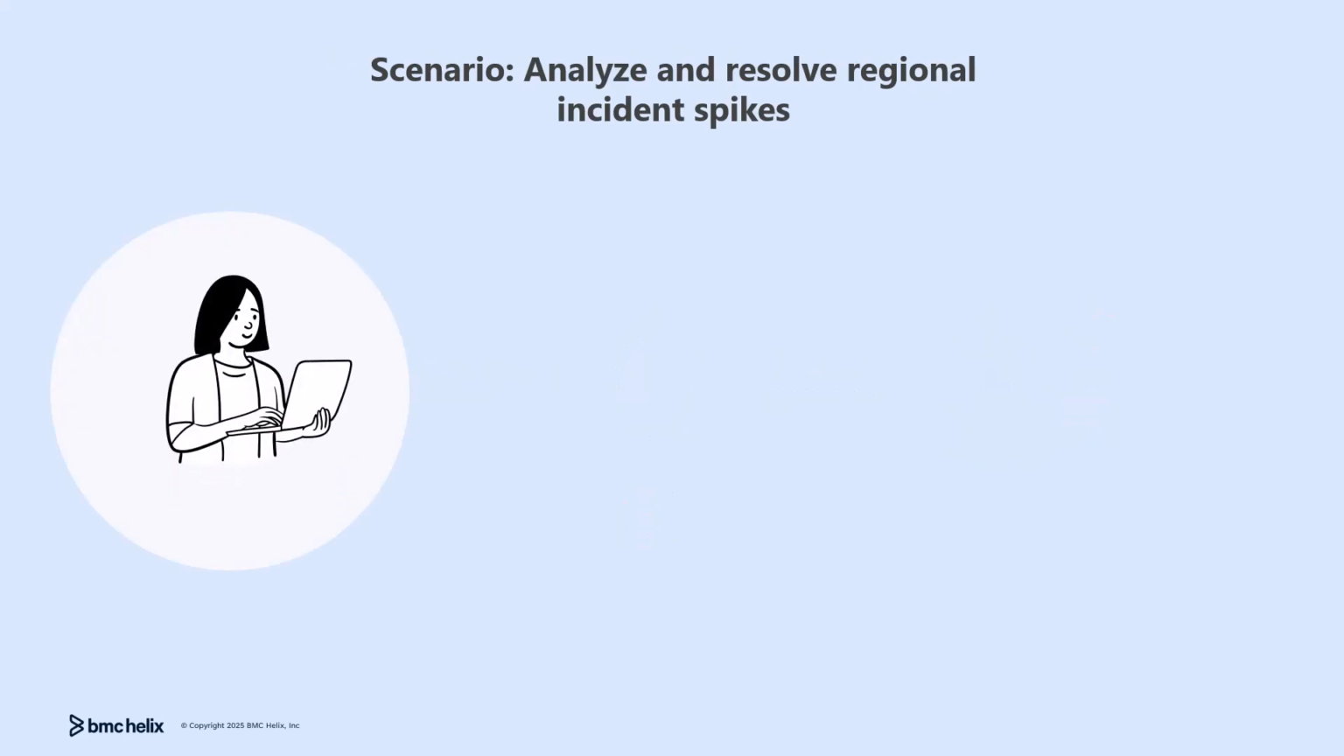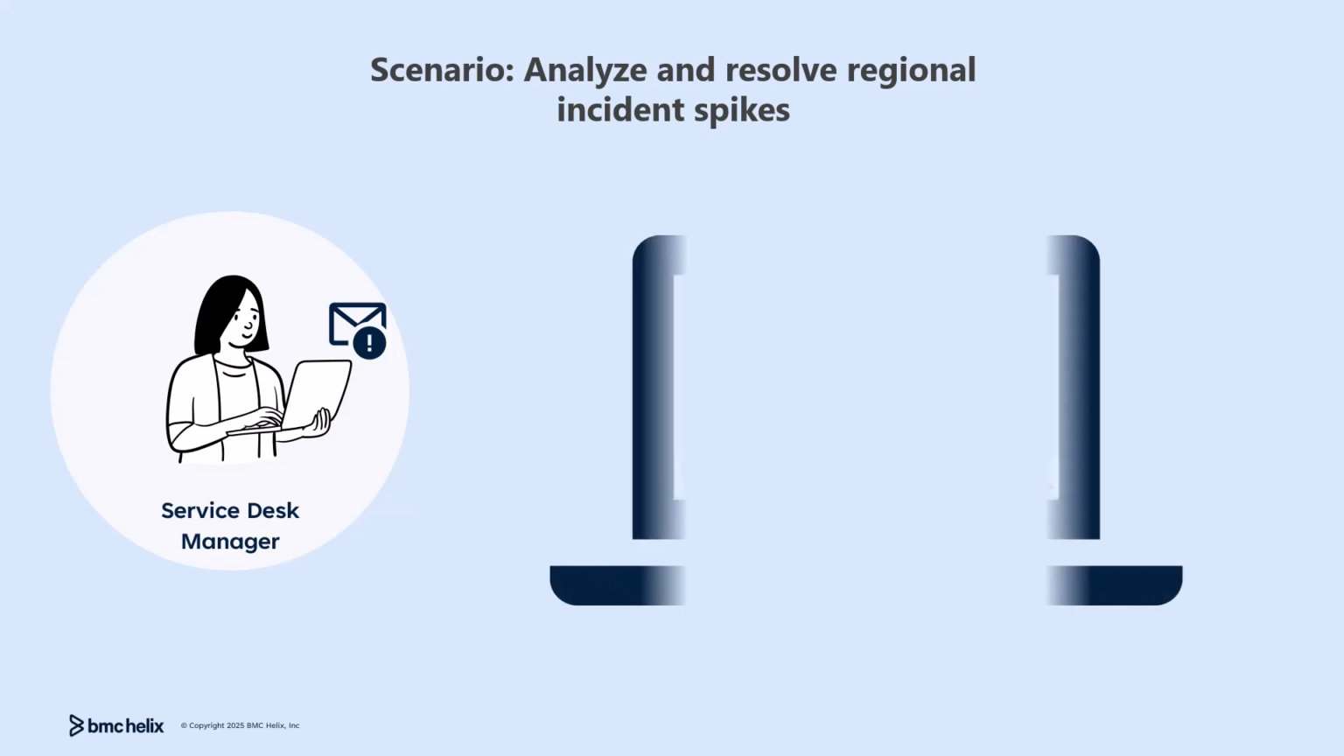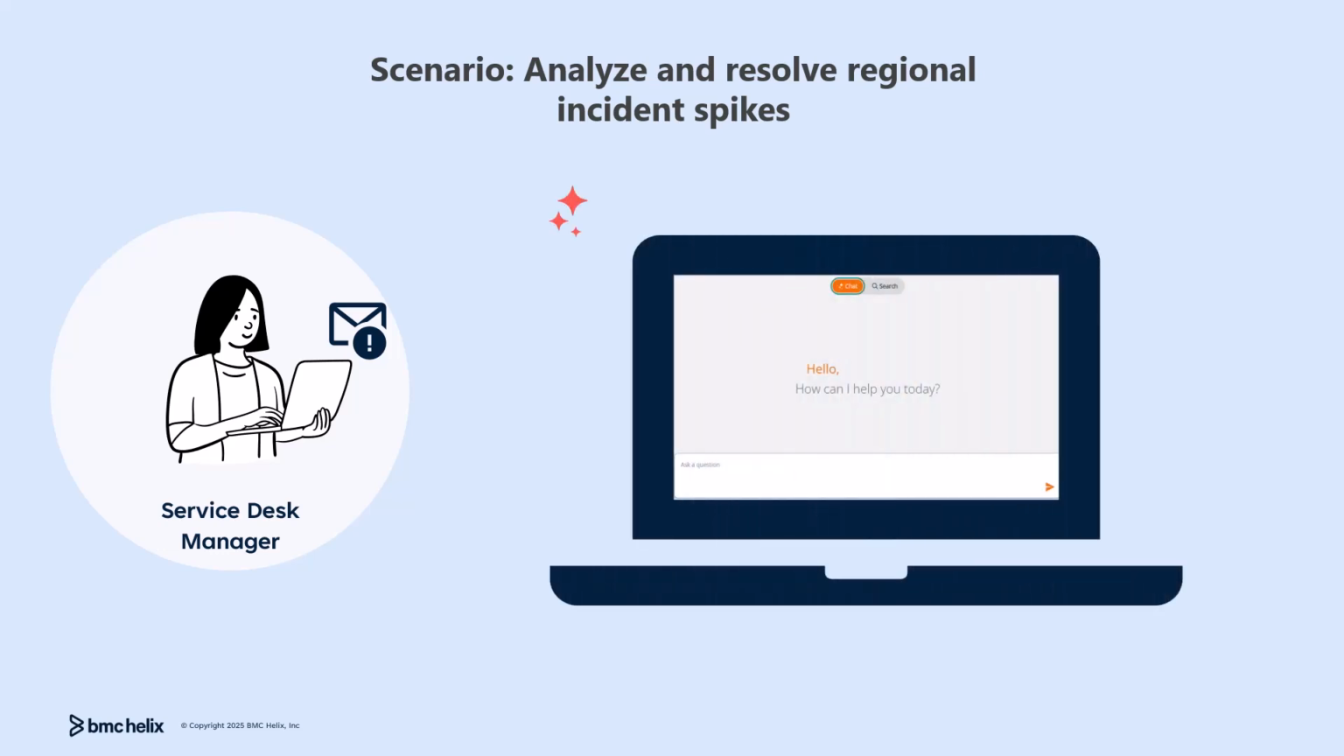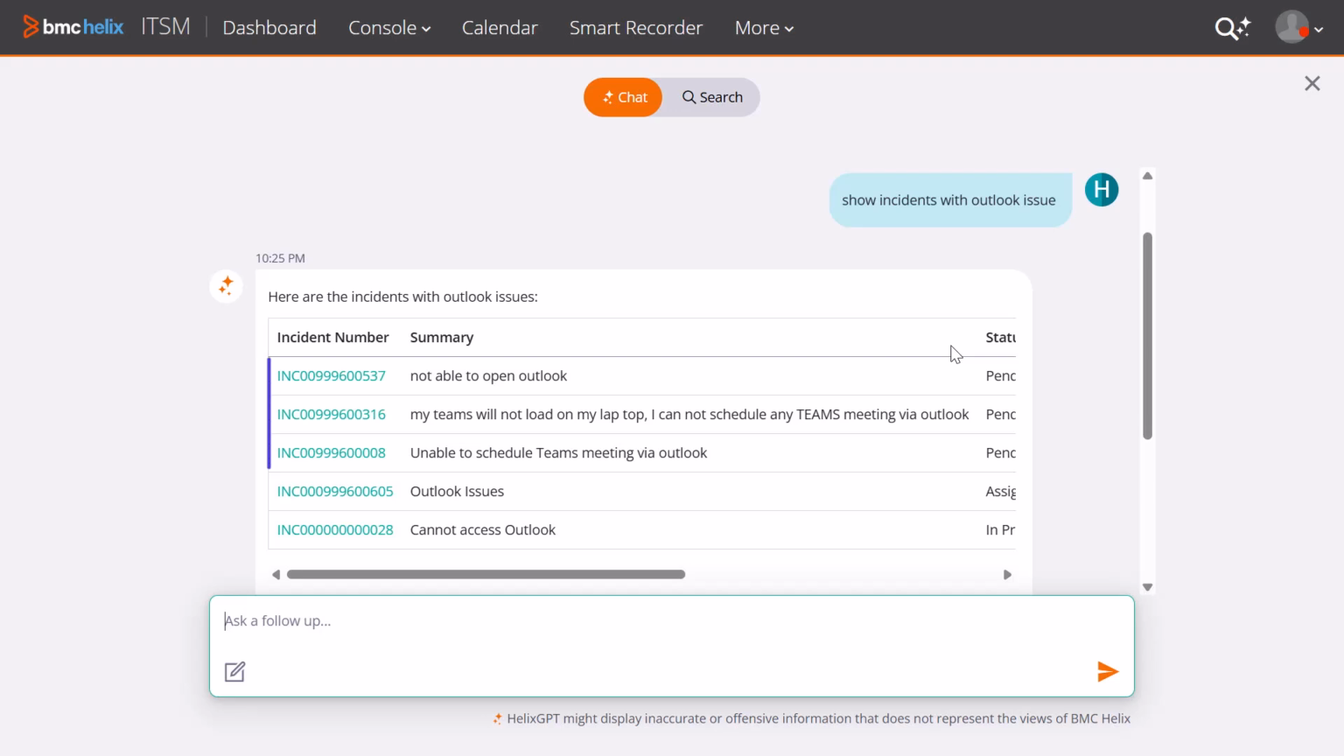Susan, a service desk manager, notices a spike in Outlook-related incidents in Europe. She asks Agentic Chat for a list of those incidents and recent Outlook changes in that region. Agentic Chat provides instant results with links. Susan identifies the change that caused the issue and rolls it back.